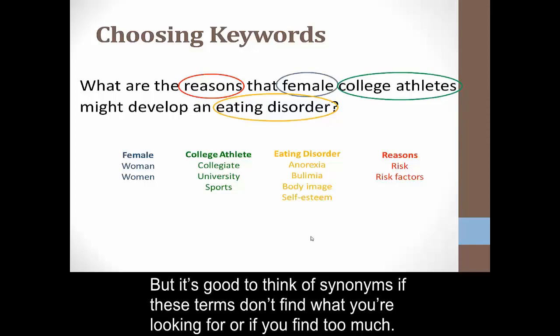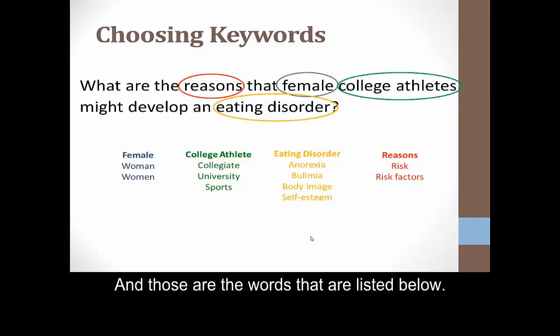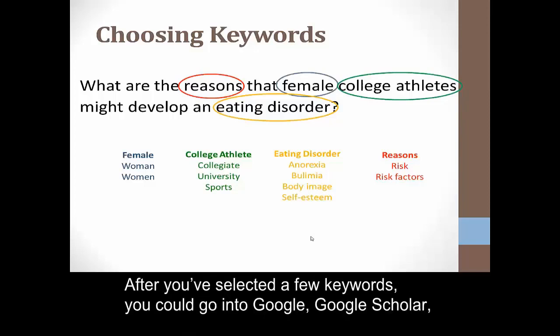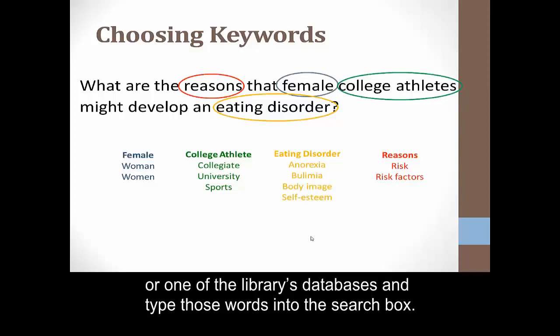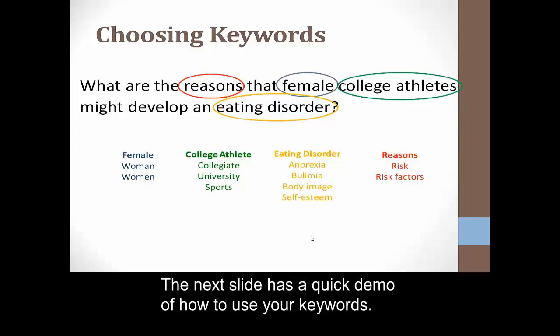if these terms don't find what you're looking for or if you find too much, and those are the words that are listed below. After you've selected a few keywords, you could go into Google, Google Scholar, or one of the library's databases and type those words into the search box. The next slide has a quick demo of how to use your keywords.